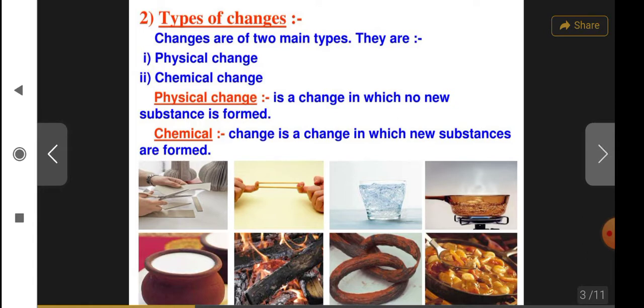You will notice that on the surface of the iron there is a brown colored, powdery substance, and that is a new substance. Earlier it was not there, but now it is there. So it is a chemical change that is happening.